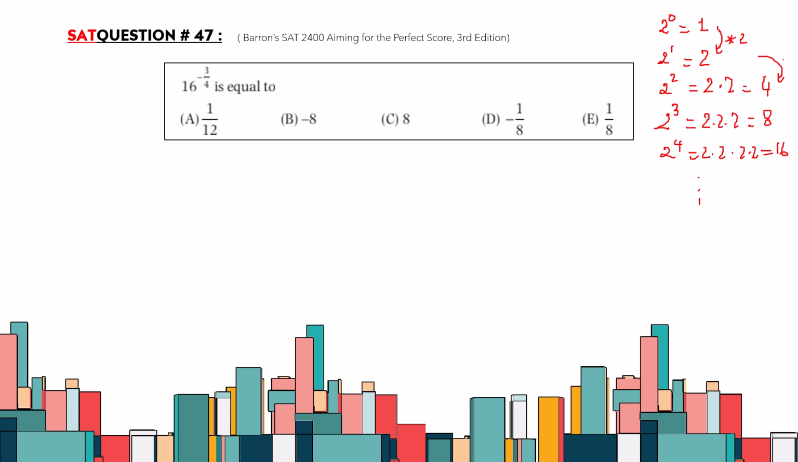From this step to this step, we multiply by 2. From this step to this step, multiply by 2. This one, multiply by 2. And we see this one, 16, is 2 to the power of 4. That's what we're looking for in these questions. So we stop right there, but I recommend you know up to 2 to the power of 10.